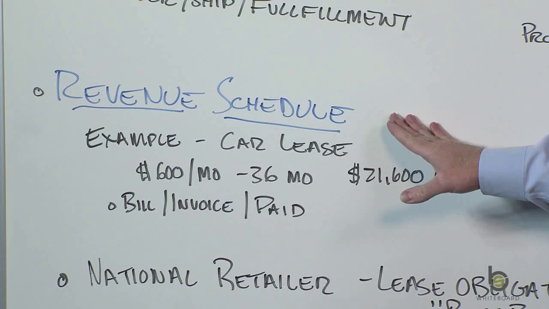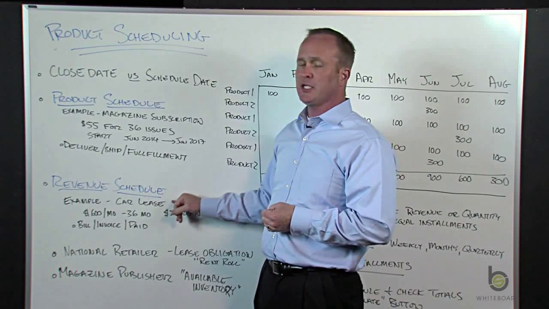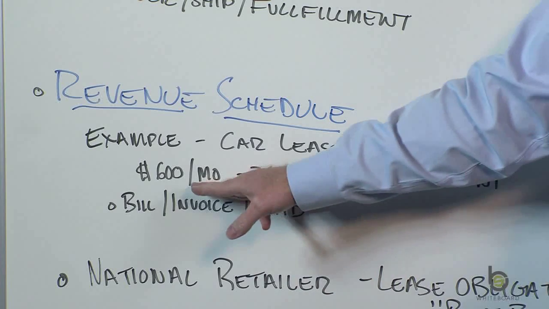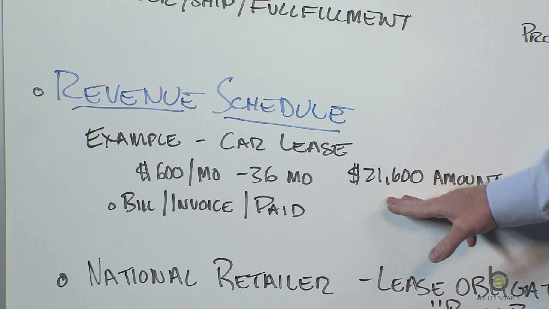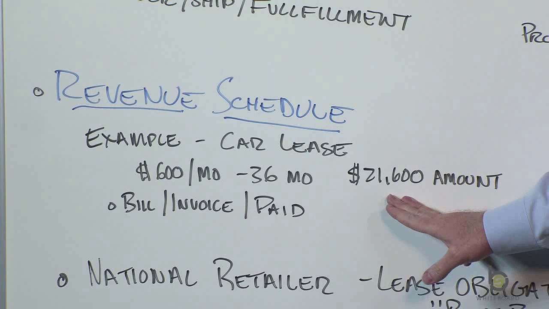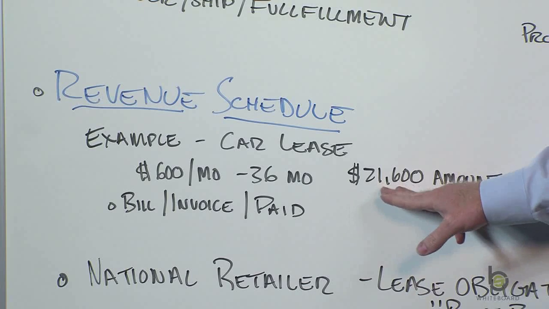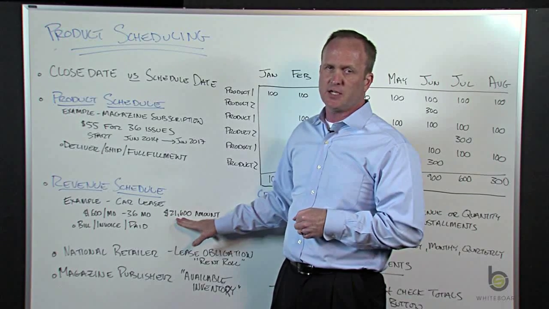Still has to do with products. I'm going to give you another example. You're selling a car lease. So someone's buying a $600 a month lease for 36 months. And if I do my math right, that's $21,600. Maybe that's the amount field on the opportunity. So you sold a lease with a contract value of $21,600, the amount.